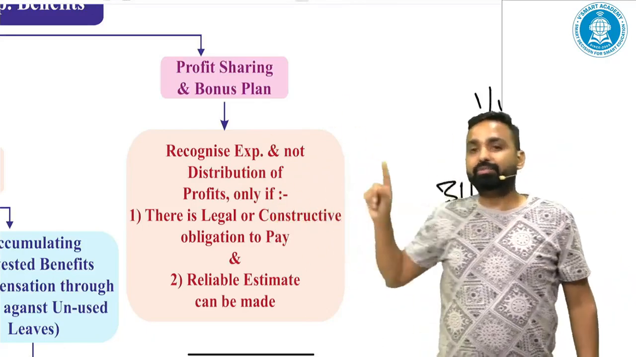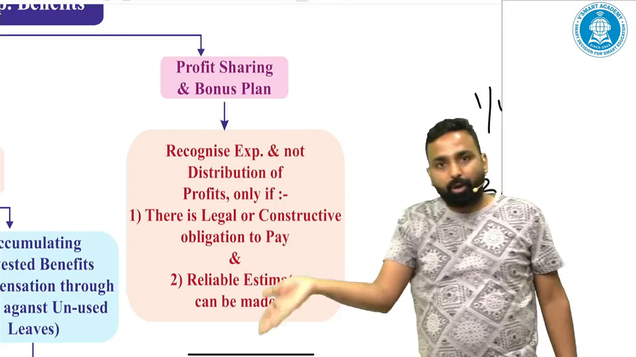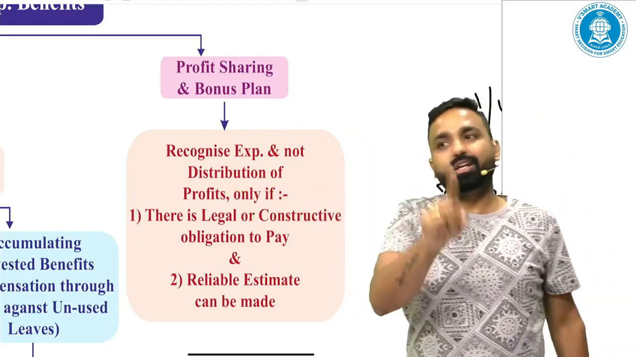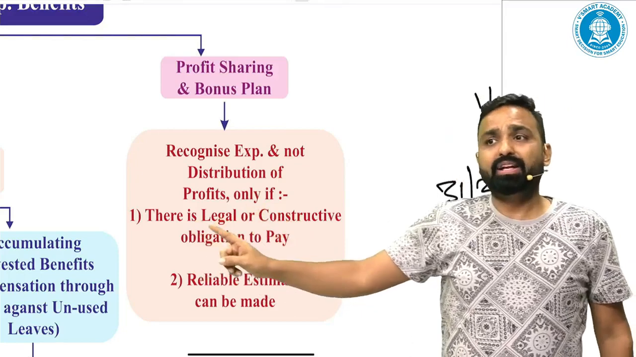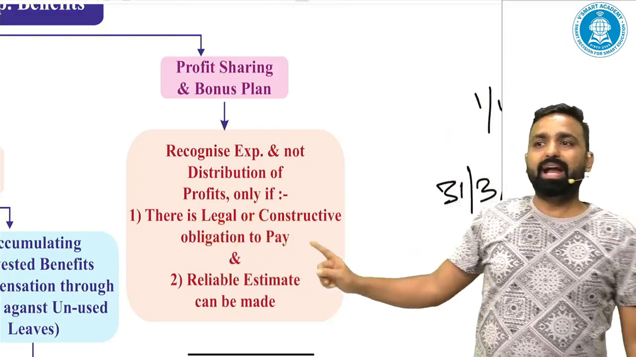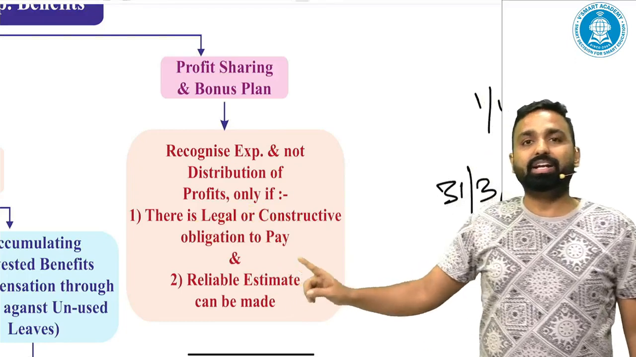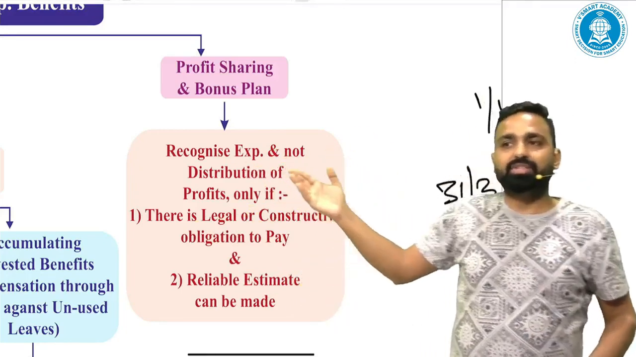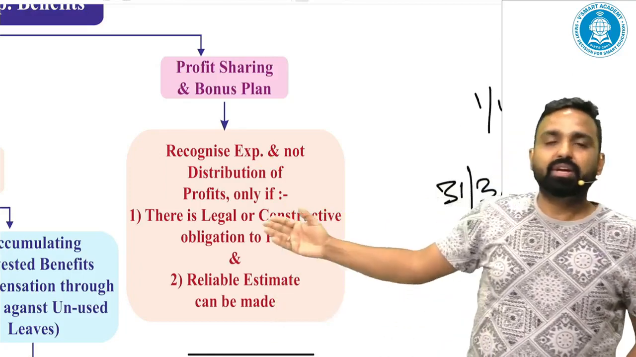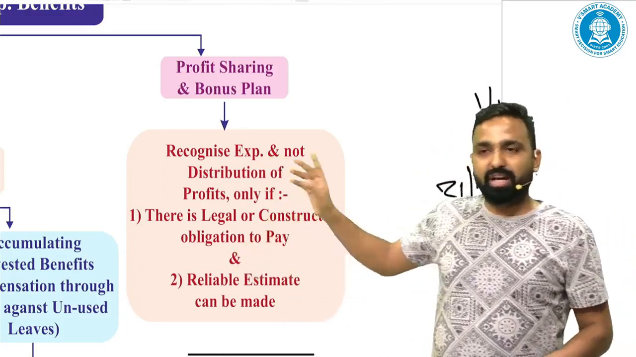Whatever the amount of profit you are distributing to the employee, it is an expense only, it is not a dividend. And you will recognize this in the P&L when there is a constructive or legal obligation to pay and it is reliably estimated that it can be made. So there are two things: you recognize the expense only when there is a constructive or legal obligation, as well as when you can reliably estimate such expenditure.